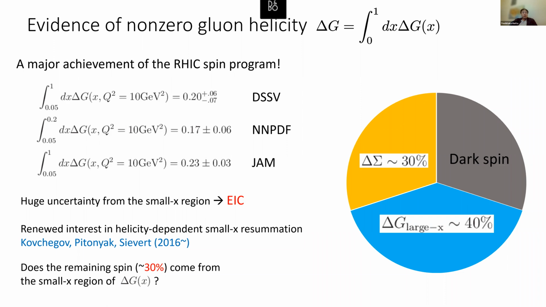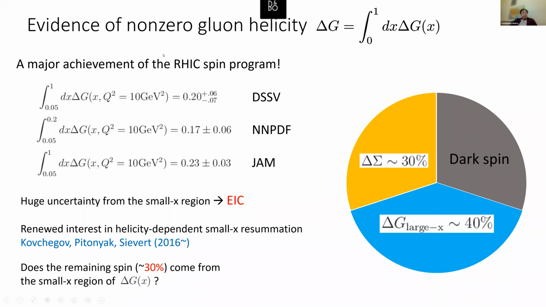So there are 3 major leading groups doing this global analysis: DSSV, NNPDF, and JAM. And from at least this limited range in x, for example, this DSSV 1 to 0.05, the value is 0.2, which means that 40% of the nucleon spin is coming from delta G from this x region. And you can see these 3 collaborations, the values are more or less consistent with each other.